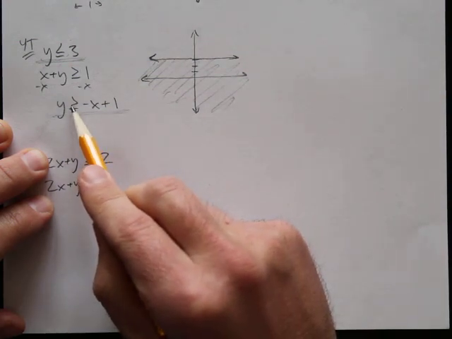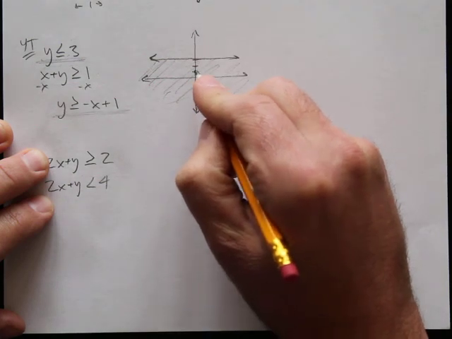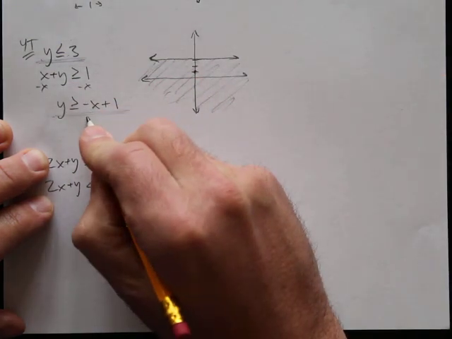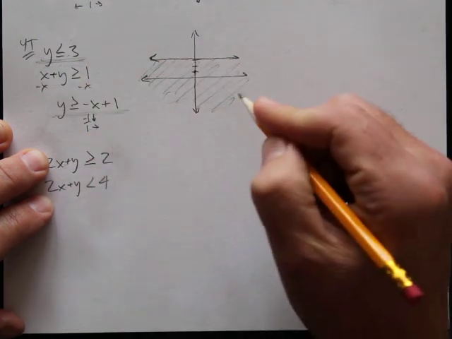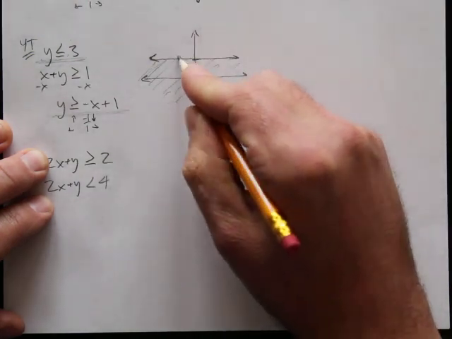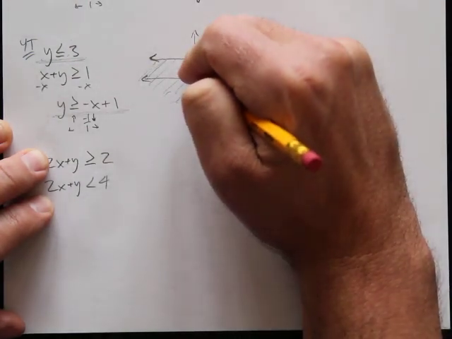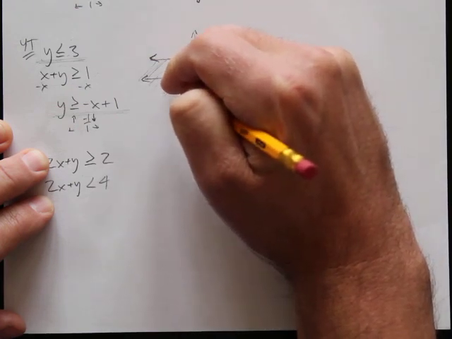And now I've got y is greater than negative x plus 1. So here's plus 1. There's my y-intercept. And then my slope is negative 1 over 1. So down 1 to the right 1, or up 1 to the left 1, because that's the way I want to go. So up 1 to the left 1, up 1 to the left 1. And then, so there's my points there.